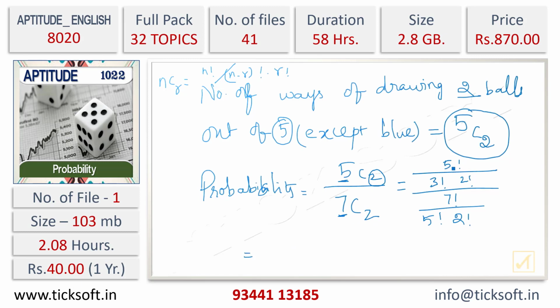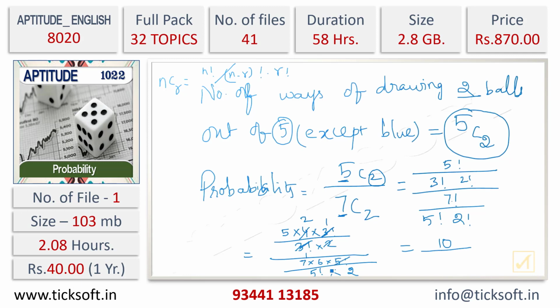Here, this 5 factorial can be written as 5 into 4 into 3 factorial, and this divided by 3 factorial into 2 factorial, which is nothing but 2 into 1, which is 2. And this divided by, again this 7 factorial can be written as 7 into 6 into 5 factorial divided by this 5 factorial into, again this 2 factorial, which is 2. Now if we divide this 3 factorial by 3 factorial, then we will get 1. And now if we divide this 4 by 2, then we will get 2. Now 5 into 2 will be equal to what?